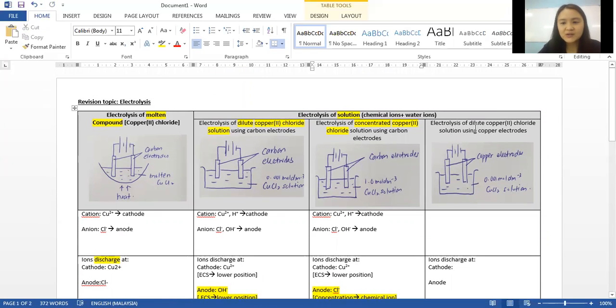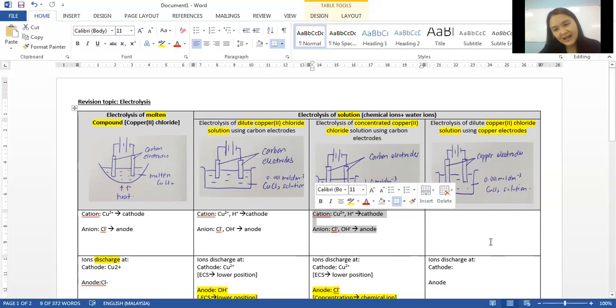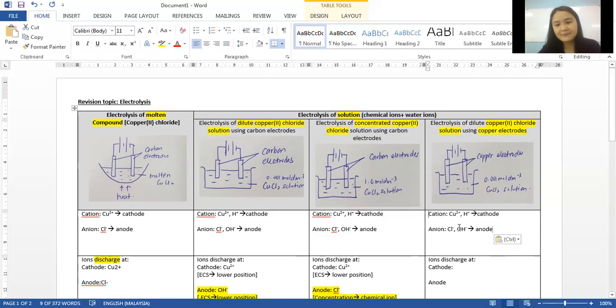Now, electrolysis of dilute copper(II) chloride solution. You are still working on copper(II) chloride solution, but now the difference is that I'm using copper electrodes. So you can see the setup. Same CuCl2 solution, dilute because you can see 0.001, and we are using copper electrodes. To analyze it, whenever I turn on electricity, the cation and the anion get separated. Because it's the same solution, the same cation goes to the cathode, the same anion goes to the anode.